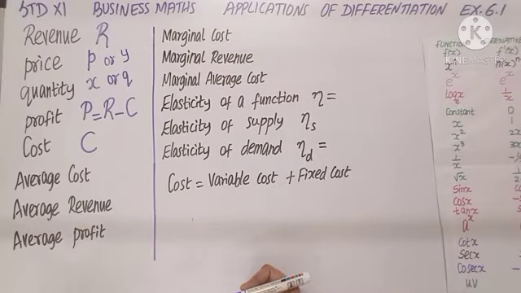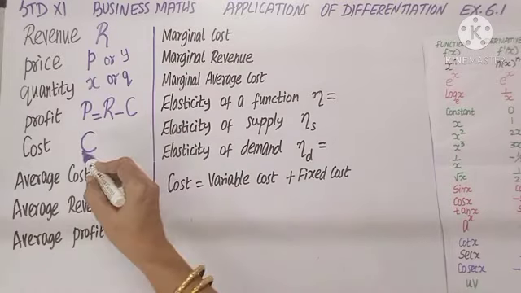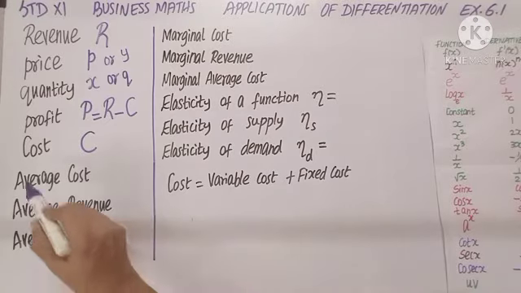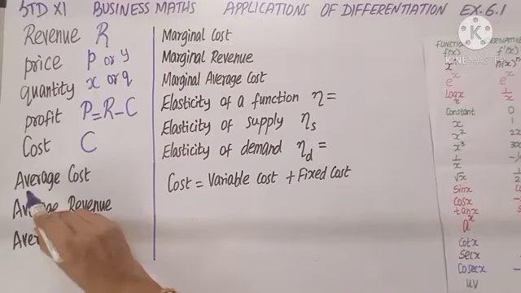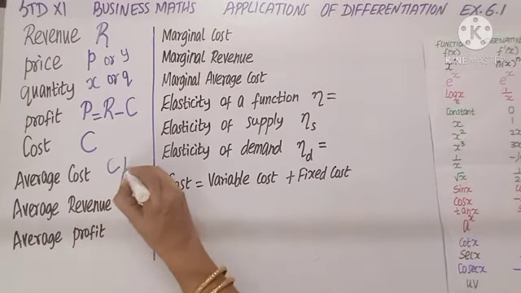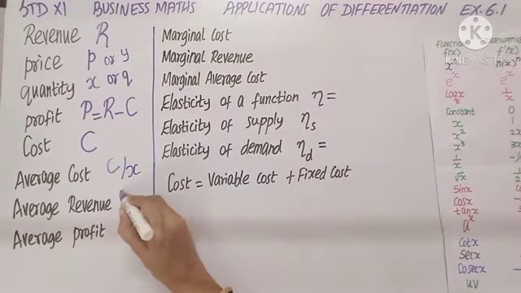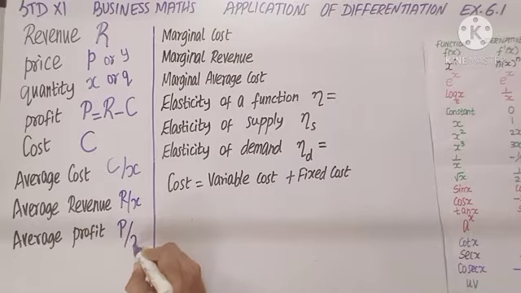Average cost, average revenue, average profit. The word average tells divide by X because quantity that we got is X. X quantity that cost tells me per quantity, how should I get it? So the word average, every time remember divide by X. Average cost, cost divide by X. Average revenue, revenue divide by X. Average profit, profit divide by X.